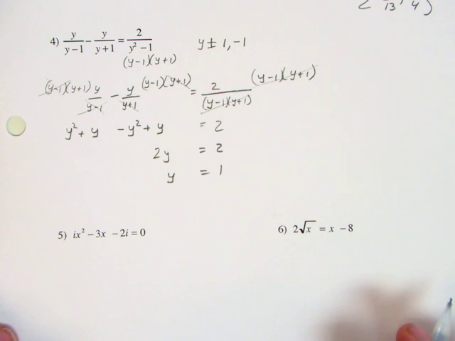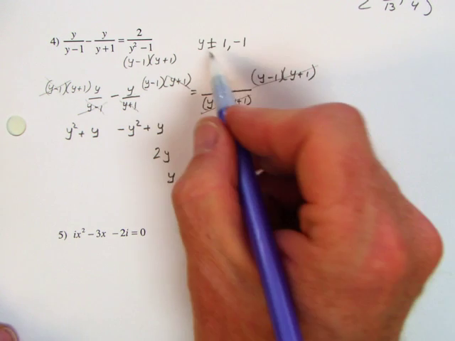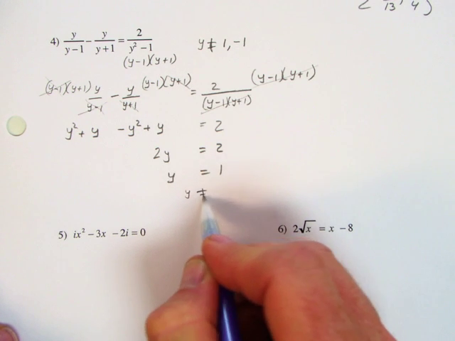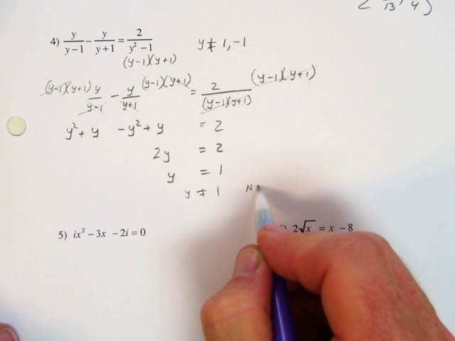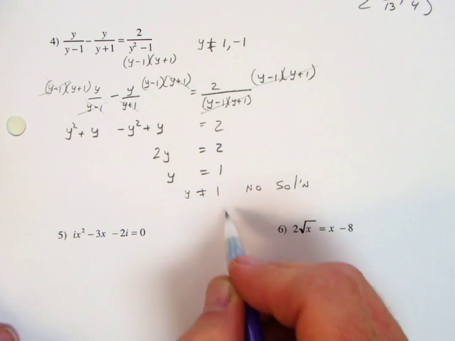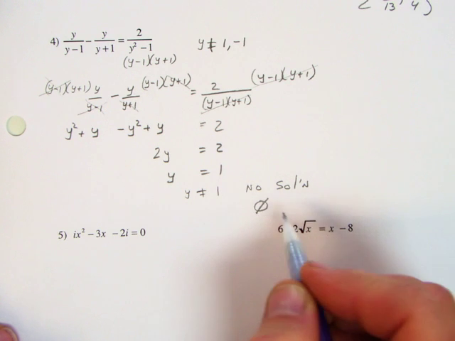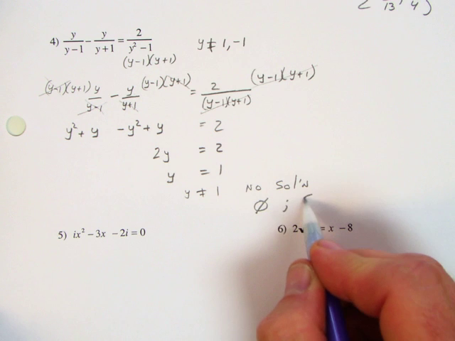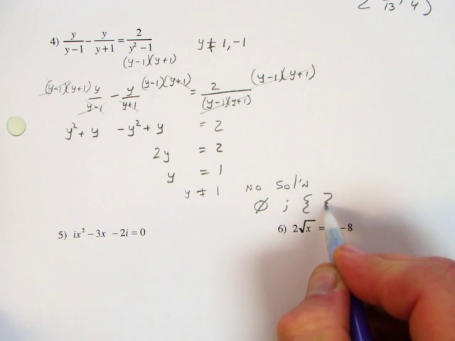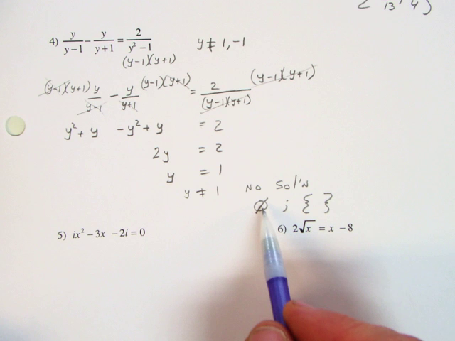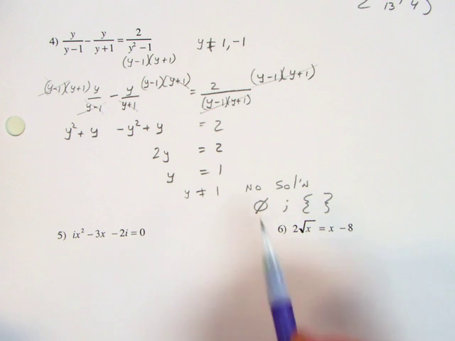So our answer is y equals 1? No, remember our restriction over here. Y cannot equal 1, which means there is no solution. You can write that as this symbol, which means empty set. You could write it as bracket with nothing in it, and close the bracket. Never use this symbol as a 0. It's not 0, it means empty set.